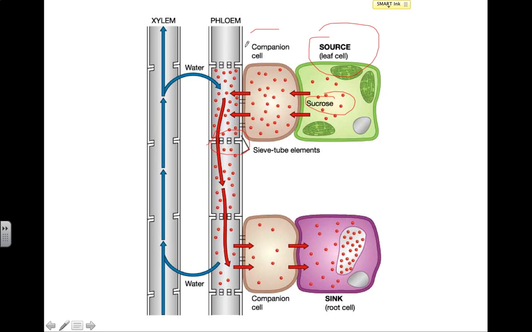These companion cells are cells that are associated and really alongside the phloem tubes, and they help keep the phloem tubes alive. They do a lot of their basic cellular processes. So the sugars are pumped into the phloem up at the leaf, and then the sugars are being actively transported or pumped out down in the root, or the sink, and that's creating this movement of sugars.